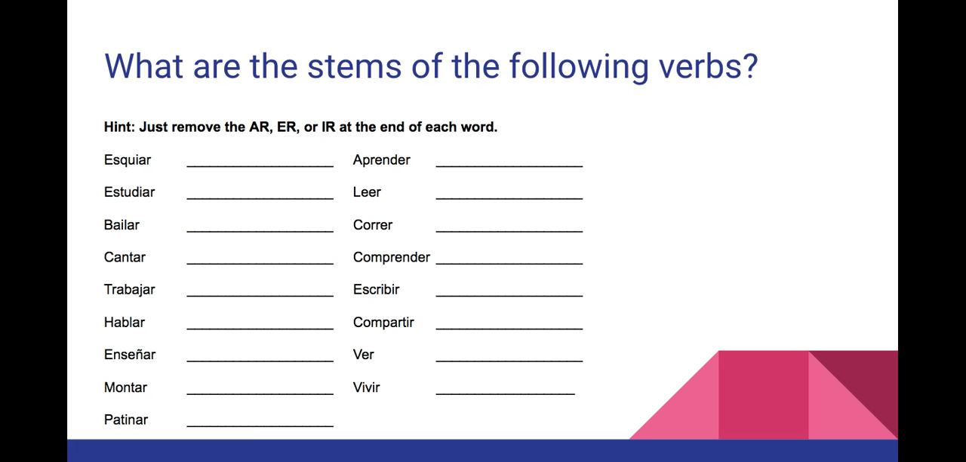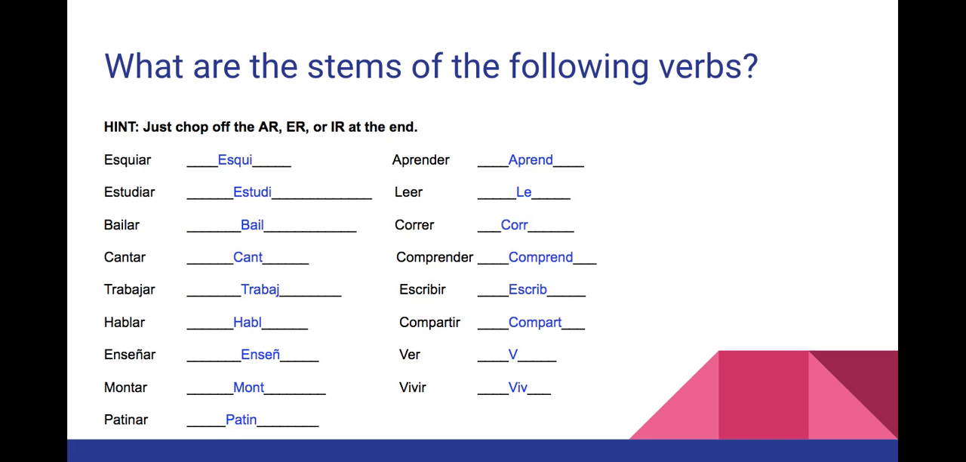Real quick review, how to find the stem of the verb. Anytime we conjugate a verb, whether it's AR, ER, or IR, we have to find the stem. So again, just chop off that AR, ER, or IR ending, and you will have the stem of your verb.